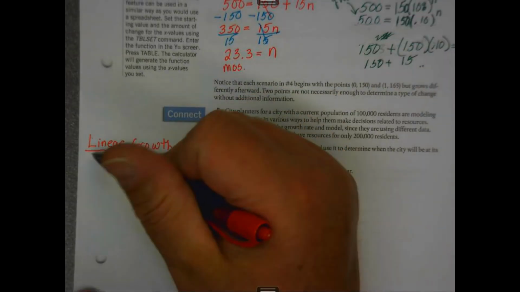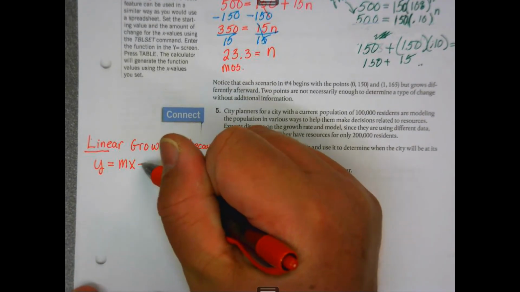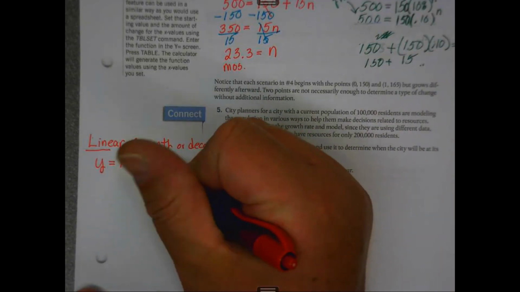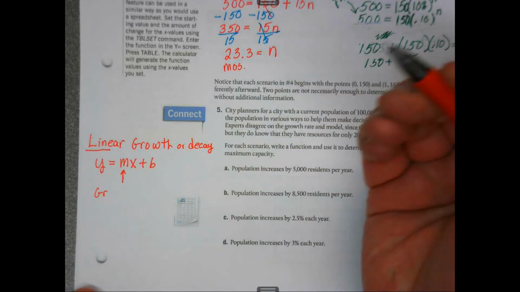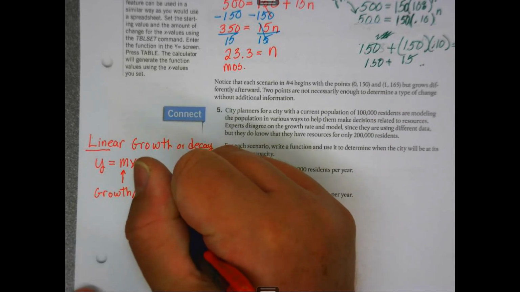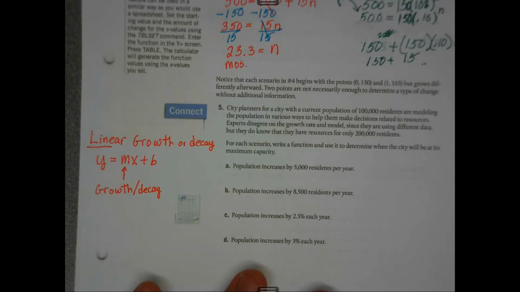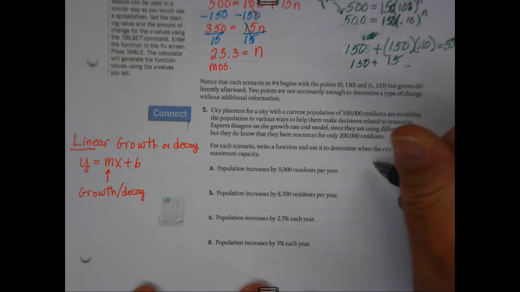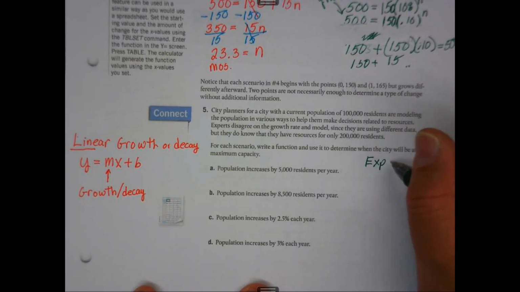its equation that you guys are used to is y equals mx plus b, where m is going to determine whether it's growth or decay, depending on the slope, right? If it's negative, it's decay. If it's positive, it's growth. Now, to brush up your memories, the geometric sequence that they're using up here is exponential growth and decay.